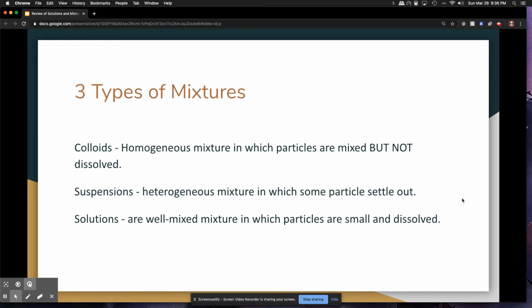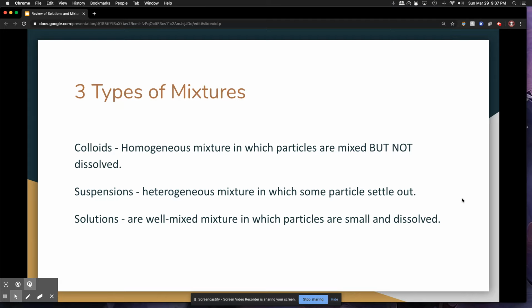Now you have three types of mixtures. Colloids. Colloids are heterogeneous or homogeneous mixtures in which the particles are mixed but not dissolved. So when we looked at that Tyndall video, that's more to what colloids are. So think of milk and shaving foam. Those are very good examples of what they are.